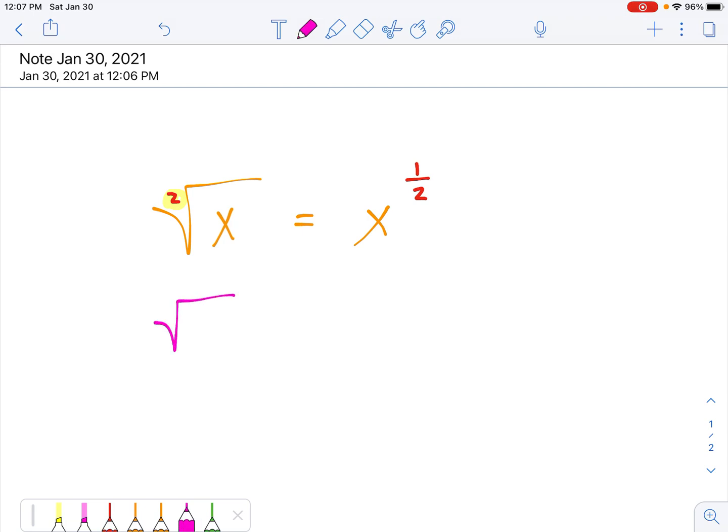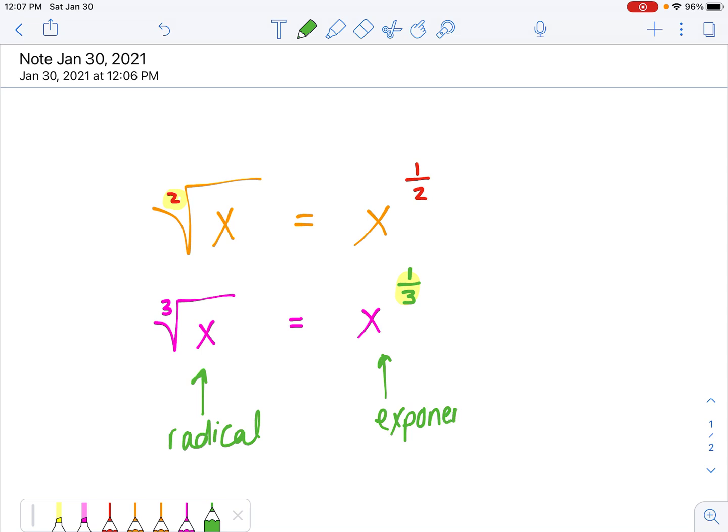So for this one, if I have the cube root of x, what would my exponent be? You are right. Our exponent would be 1 over 3. This is our radical form, and then this is our exponential form. Your brain is going to want to work back and forth between the two forms depending on what is easier for the problem.